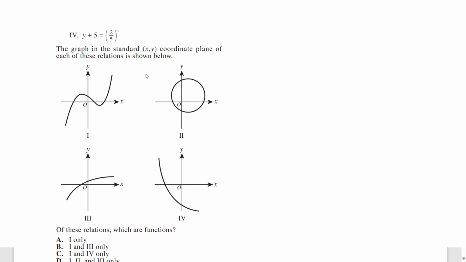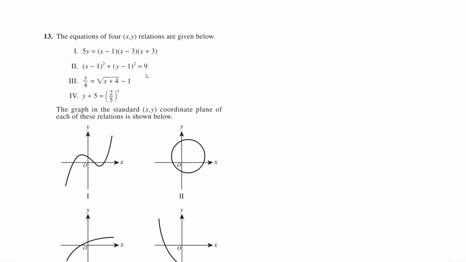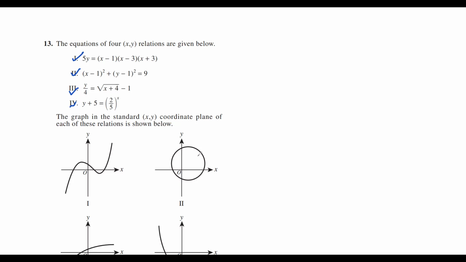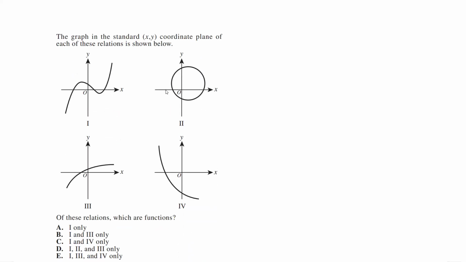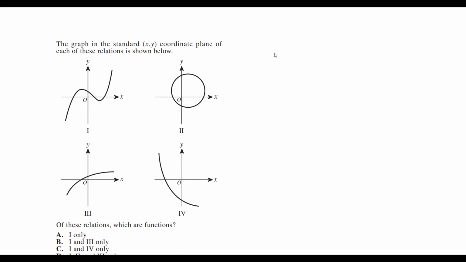There are some equations on the top. These are the equations which are given. And the graph of these four equations, like 1, 2, 3, 4, are given below. You need to identify which one is representing a function. Well, to find out the function from graphs, we need to do the vertical line test.